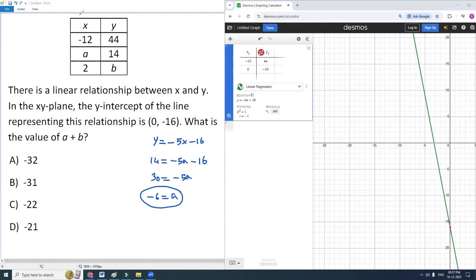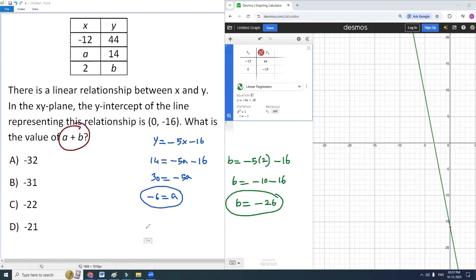Now we have to do the same thing for the third point over here. We have to plug in this x-coordinate 2 for x over here, and this y-coordinate b for y over here. Then I am getting b = -5 times 2, minus 16. Then b = -10 - 16, so b = -26. Here I got the value of b, that is -26.